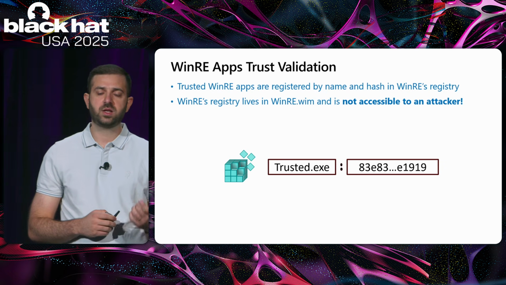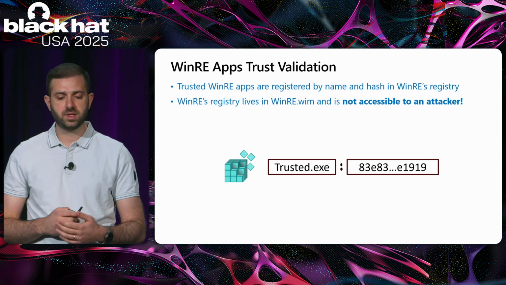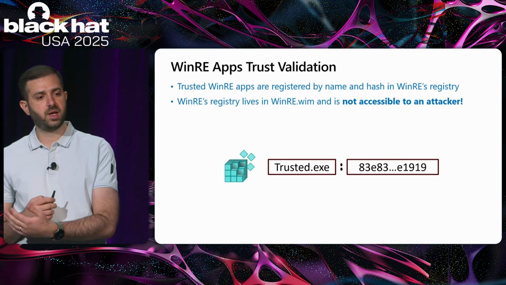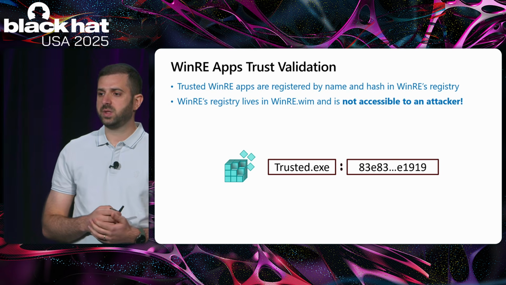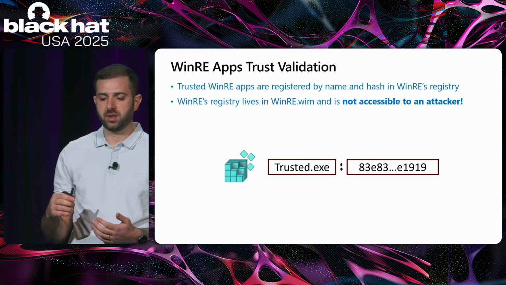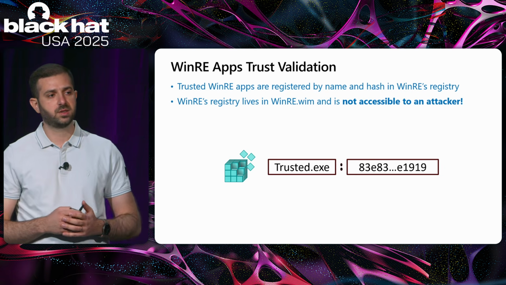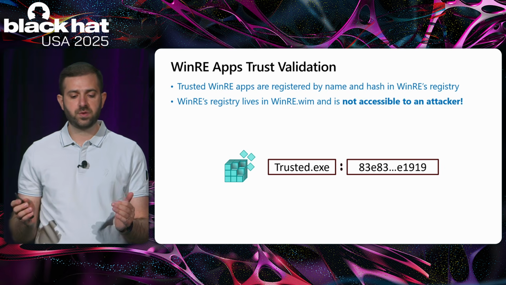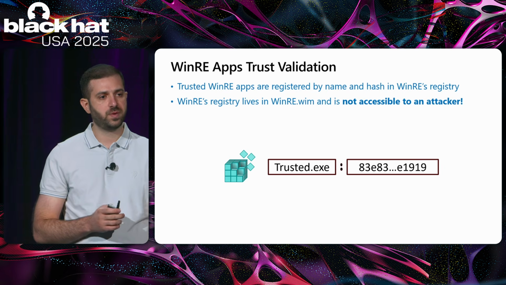We went looking for the hash validation process, and we found that trusted applications are registered in the WinRE registry using their executable name and the file hash. This registry resides within the WIM file, and the physical attacker cannot modify it. Any alterations to the WIM will change its hash, causing the main OS volume to be relocked during boot hash validation.